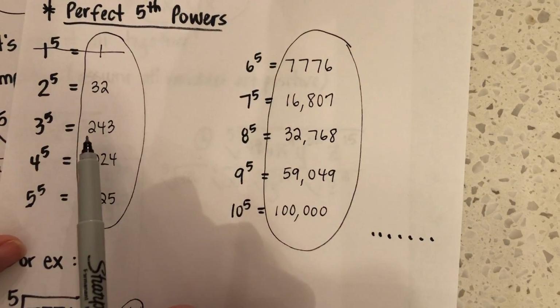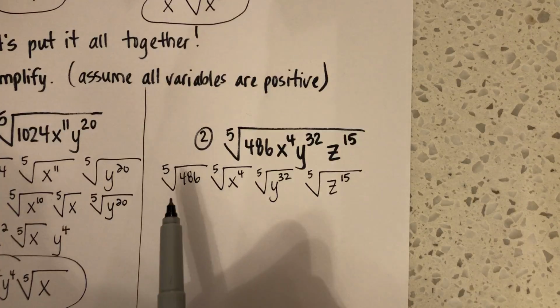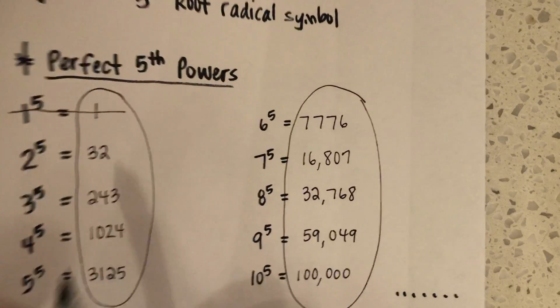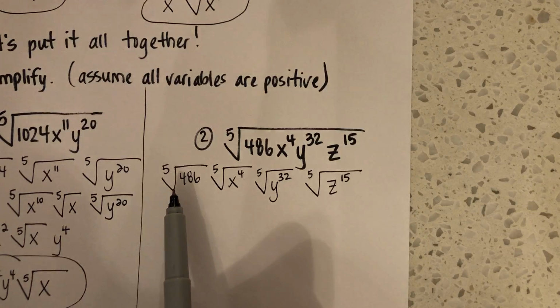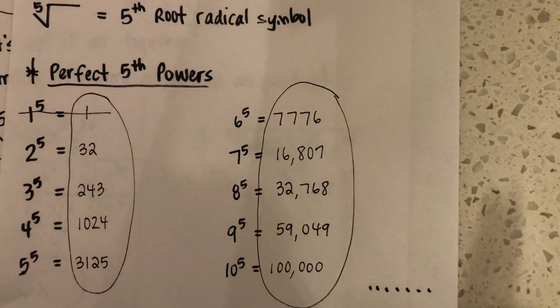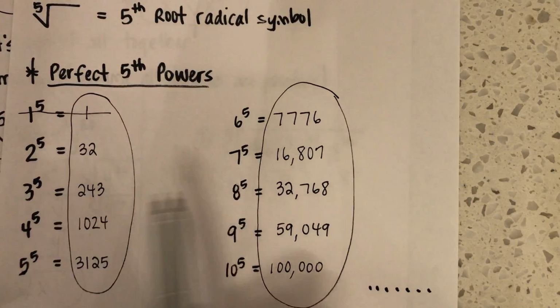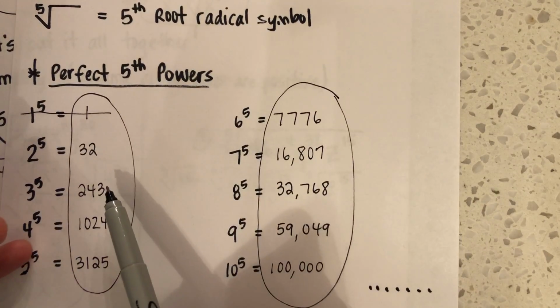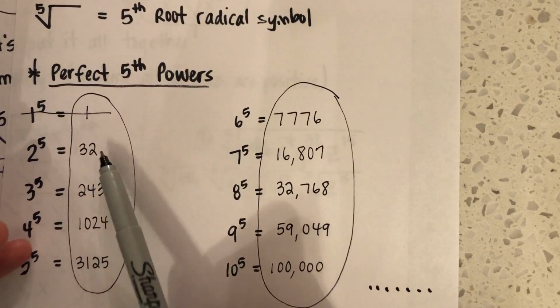He's somewhere in between these two, which means he's either already simplified and we can't change him, or some number on this list will divide evenly into him. So 486. Just start dividing him by possibilities on this list. Well, this one's too big, this one's too big. All these ones are too big. The only ones it could be is 243 and 32.